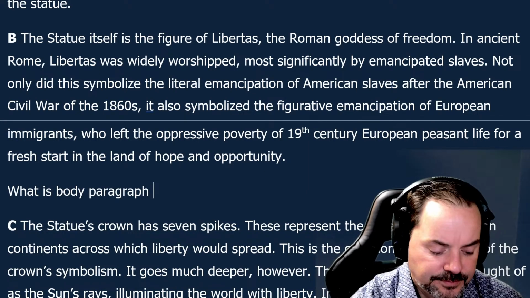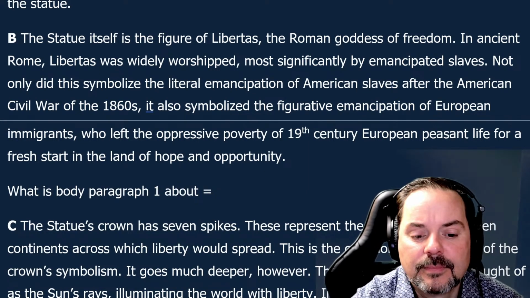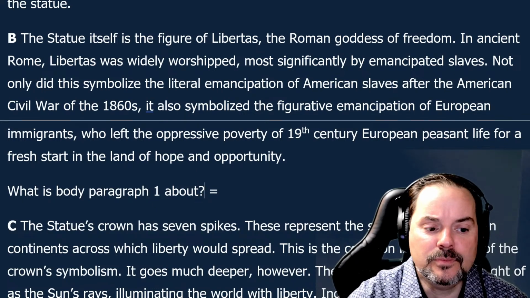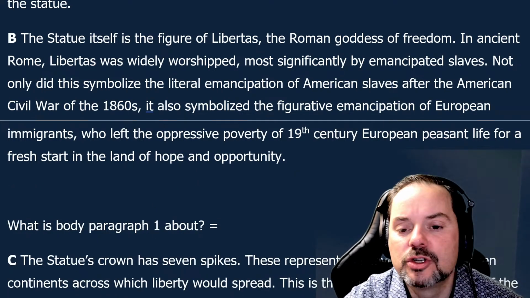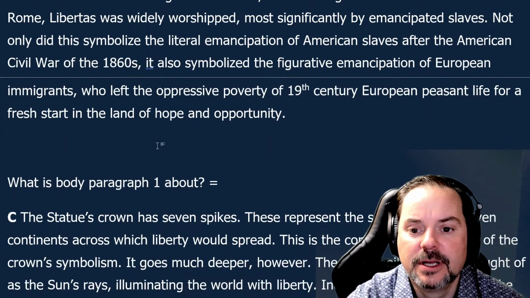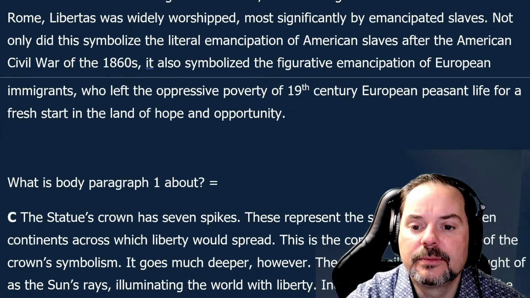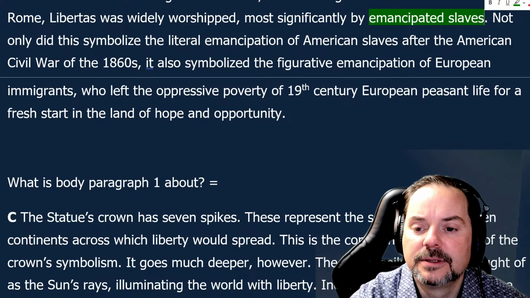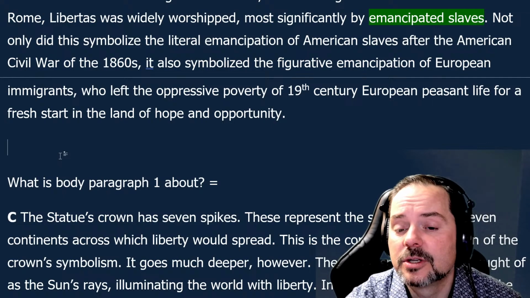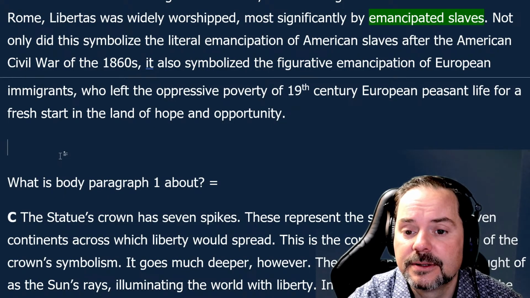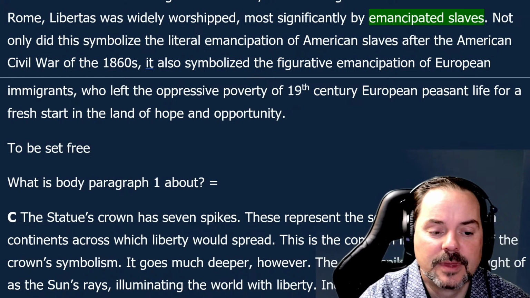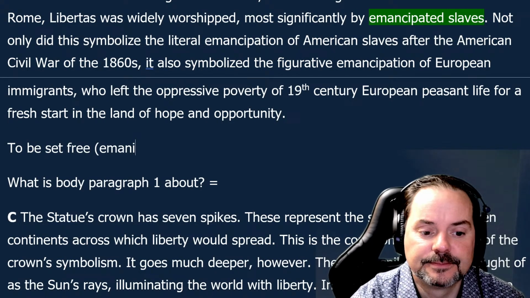Okay, so what is this first body paragraph about? It's about the history of the... Simple. Keep it simple. What does the word emancipation mean? You should be able to figure it out from the slavery context here. Emancipated slaves. What does that mean? Free slaves. Freed slaves, exactly. So what does emancipation mean? Freedom. To be set free. Yes, exactly. Set free.